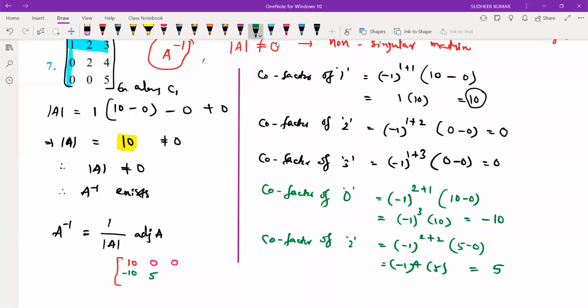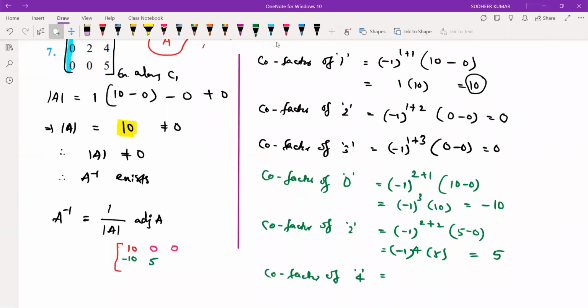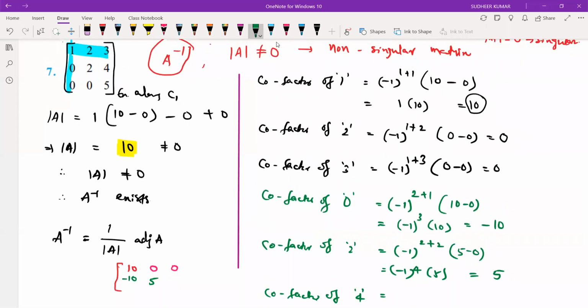And the next one, cofactor of 4. Cofactor of 4 is (-1) to the power of 2+3 into the remaining value. So 0 minus 0 and 0 minus 0. So this result we can directly write 0. So this is 0. Similarly, we have to find the remaining three also.